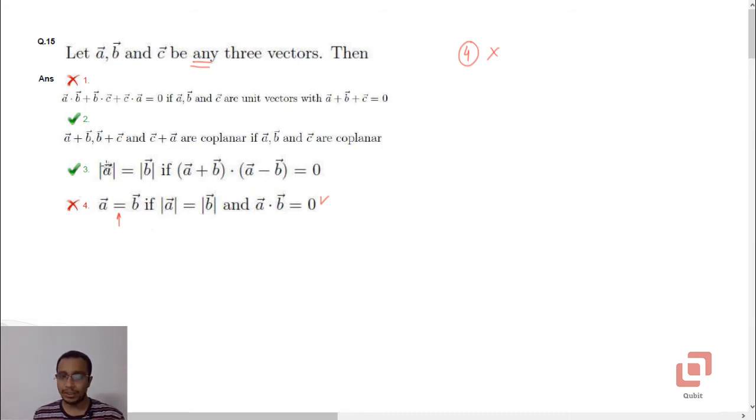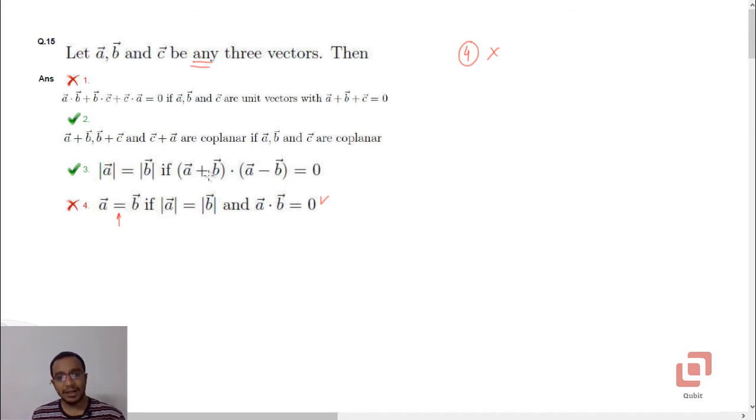Then let us go to 3. Magnitude of A bar is equal to magnitude of B bar if A bar plus B bar dot A bar minus B bar is equal to 0. So here they are not asking for equality of vectors, but they are asking for the equality of their magnitudes, which is a bit less stringent constraint.